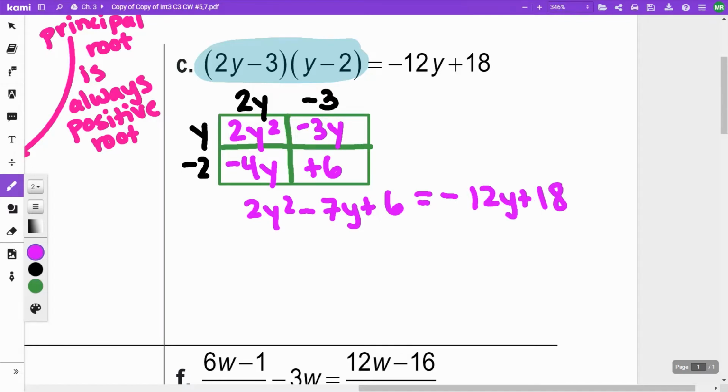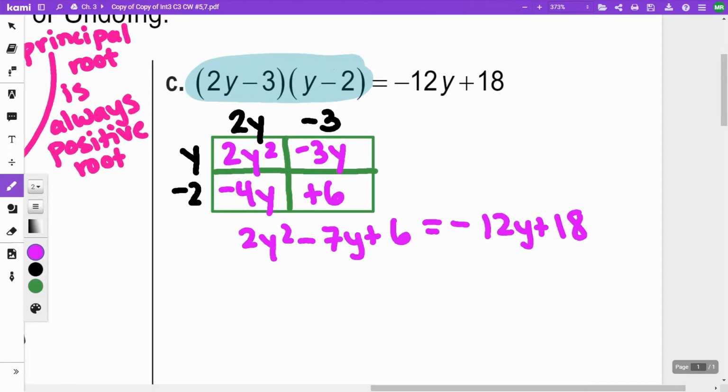Another way is you could have done FOIL, first, outer, inner, last. I'm really just double distributing. That would give me the same result. Okay.